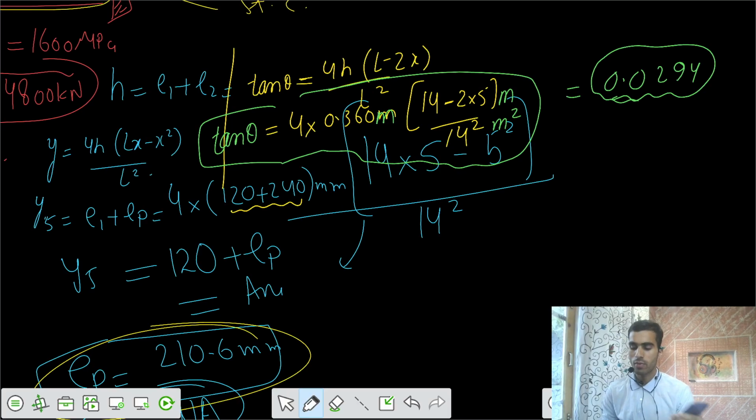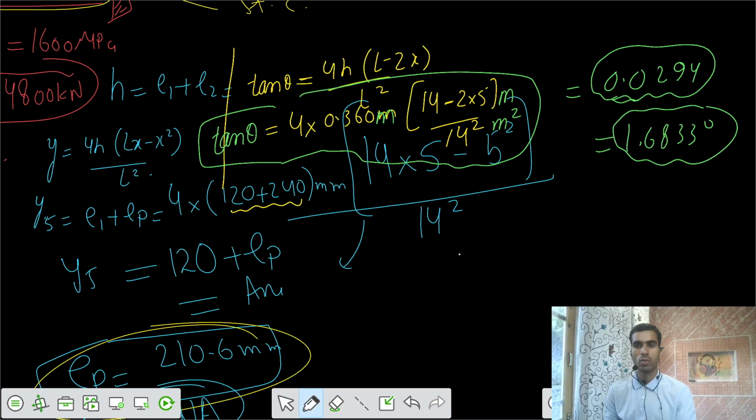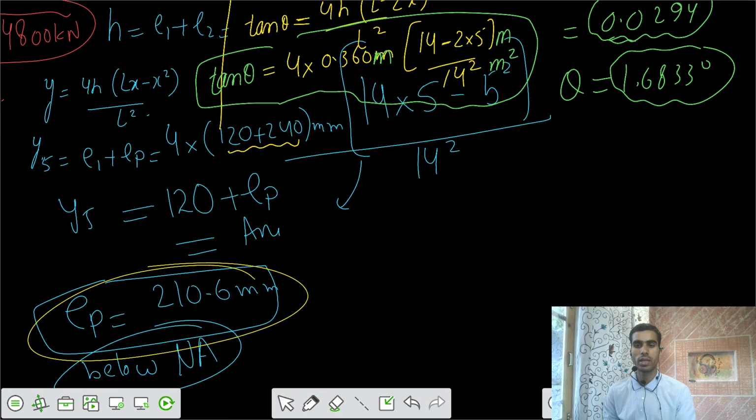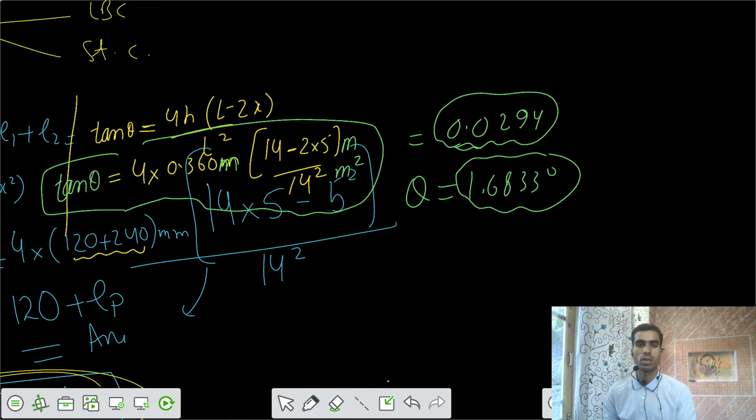And we can say what theta is. Theta can be solved as tan inverse of this answer, that's 1.6833 degrees. This is your theta value. Theta value is 1.6833. So your cos theta can be solved further.